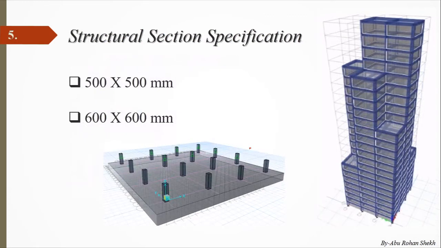In the next slide, these are the structural sections. These are the column sections. In this case, we will use two columns having sections of 500 by 500 and 600 by 600 millimeter dimensions.